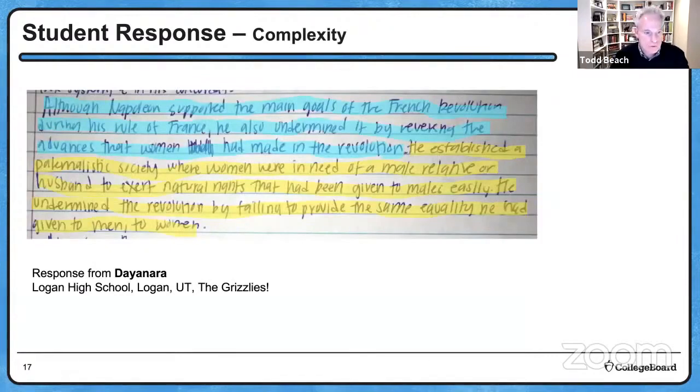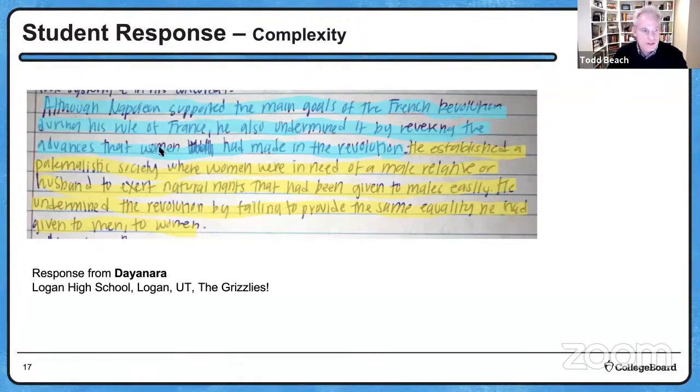And then we'll get at this one from complexity. This response is from Dayanara, Logan High School in Logan, Utah. They are the Grizzlies. Although Napoleon supported the main goals of the French Revolution during his rule in France, he also undermined it by reversing the advances that women had made in the revolution. So Dayanara's primary argument was that Napoleon supported the main goals, and that he also undermined them. Supporting is her primary argument, and undermining is the secondary argument.